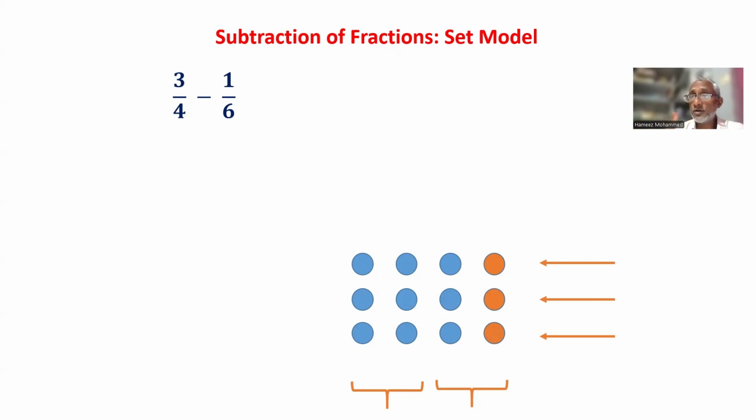So we can think of it vertically as saying we have 3 columns that are blue and 1 is orange. So 3 out of the 4, right? So 3/4 of all the balls represented there are blue.